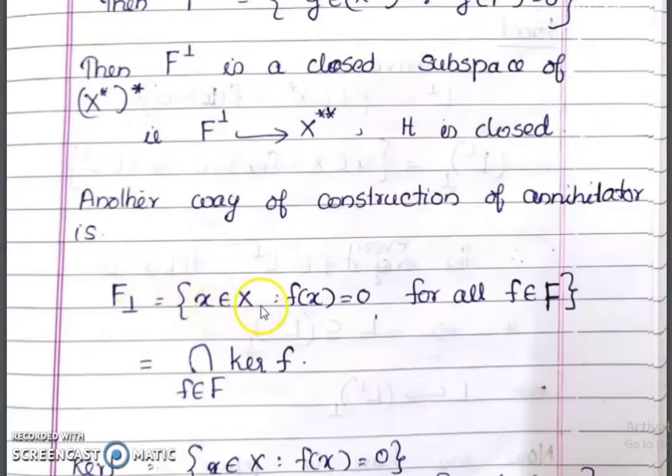Set of all x belongs to X such that f(x) equals 0 for all f belongs to F. Now if you consider kernel f, it is the set of all x belongs to X such that f(x) equals 0. Now consider the intersection of all kernel f. This intersection consists of all x belongs to X with f(x) equal to 0 for all f belongs to F. Therefore this set is actually equal to the intersection over f belongs to capital F of kernel f.